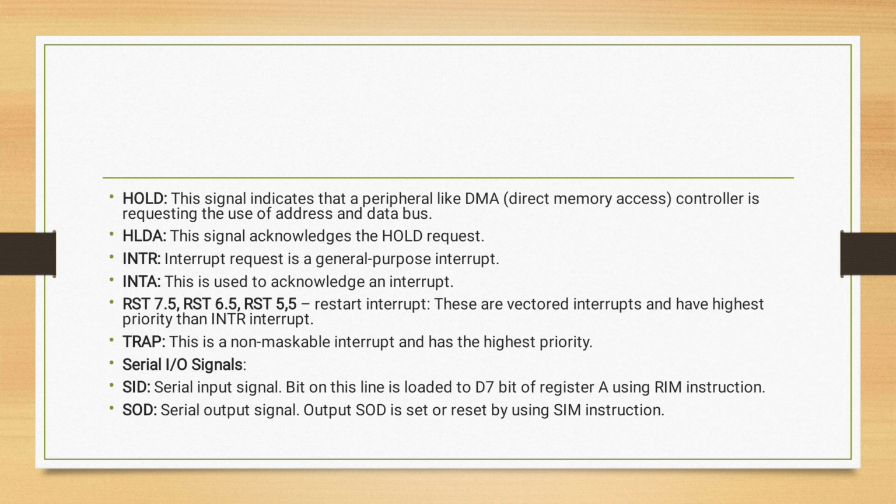Next, in this slide, we see that several other kinds of pins are also available. One is called HOLD. This is an input pin. It indicates that another device is requesting the use of the address and data bus. Whenever there is a hold request, the microprocessor relinquishes the use of the buses as soon as the current machine cycle is completed. Then the processor regains the bus after the removal of the hold signal.